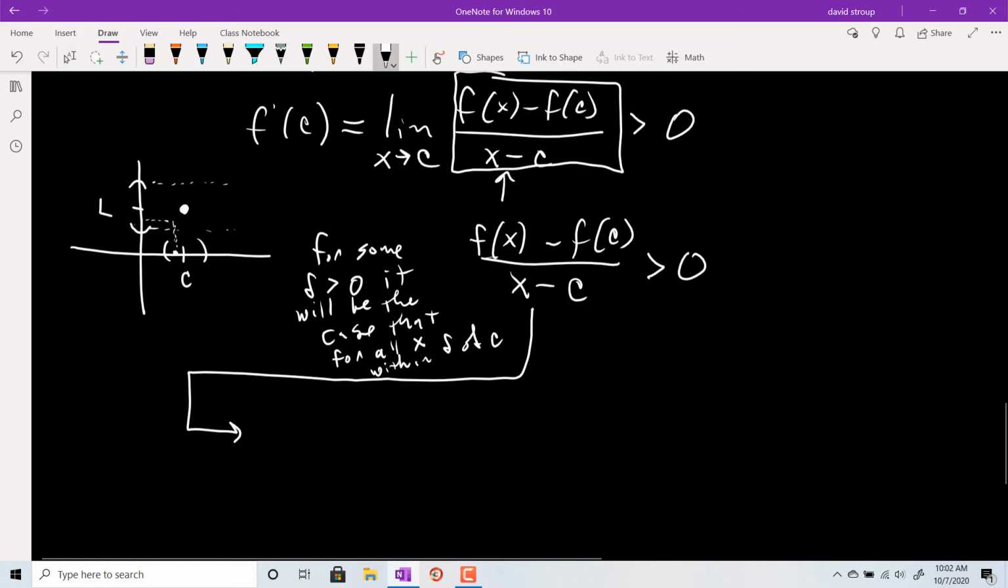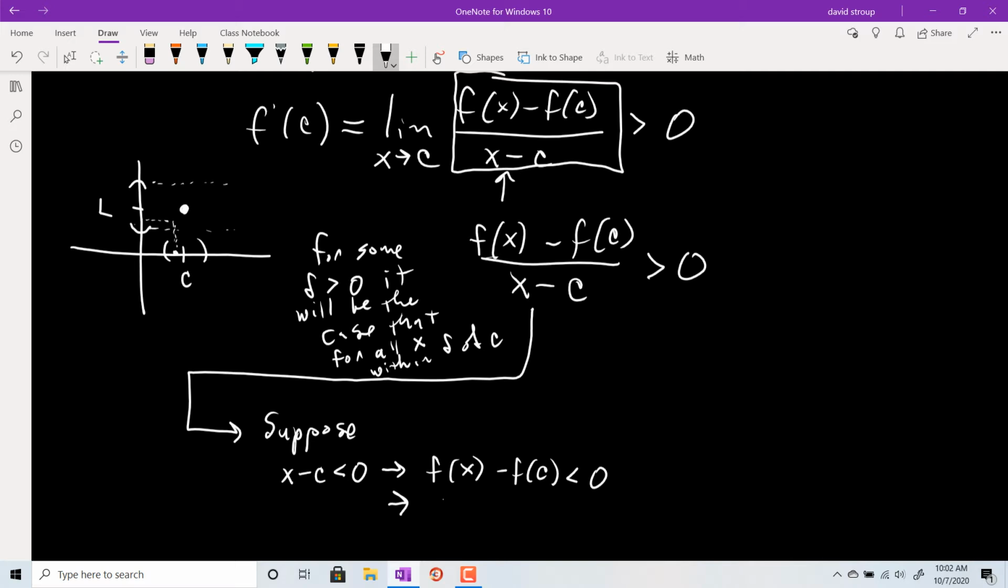There's points on either side of c, right? So suppose then there's kind of two cases here. Suppose x is to the left of c, so x minus c will be less than 0. That will imply that f of x minus f of c has to be less than 0, because this quotient is positive. If the bottom is negative, the numerator also has to be negative. Okay? And if you solve that inequality, you'll see that f of x will be less than f of c.